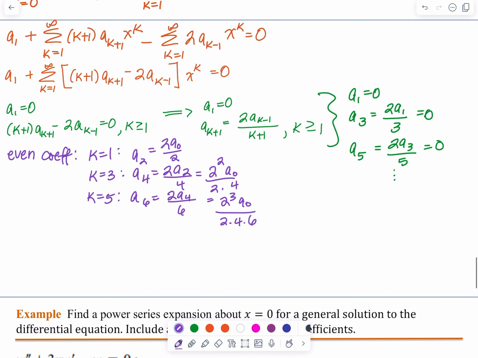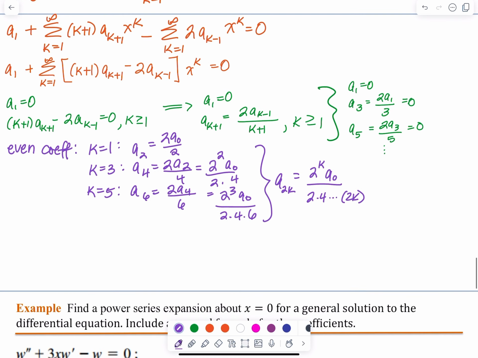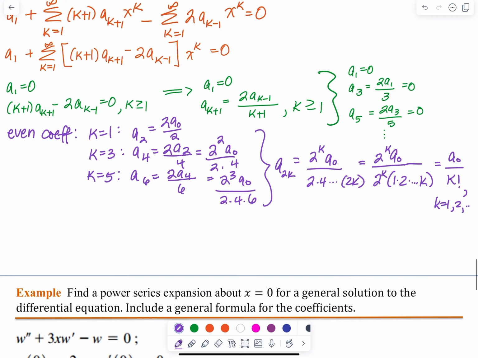So for the pattern for the even coefficients, we have a sub 2k is equal to 2 to the k power multiplied by a naught divided by 2 times 4 all the way to 2k. Now we can simplify that as 2 to the k power times a naught divided by, factoring out a 2 to the k, 1 times 2 and so forth all the way to k, and this is equal to a naught over k factorial. Of course, k equals 1, 2, and so forth. This formula is also correct for k equal to 0, since 0 factorial is 1.